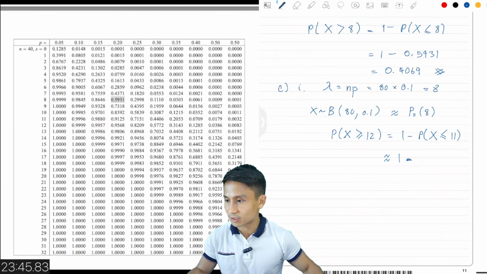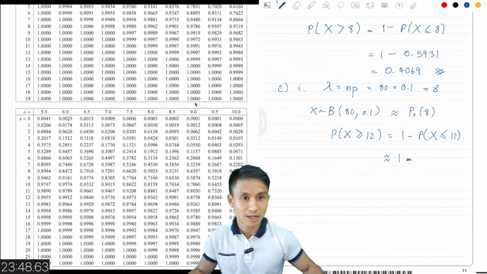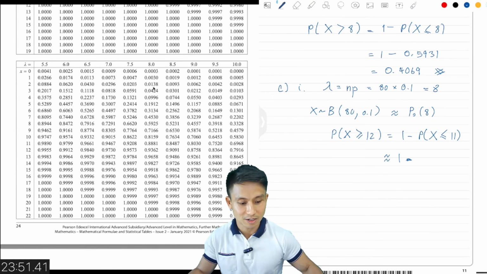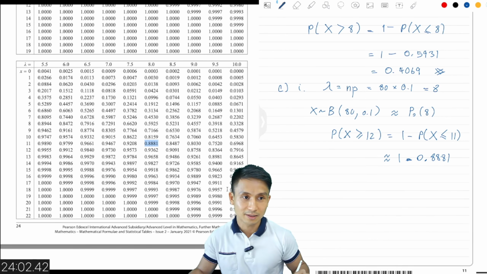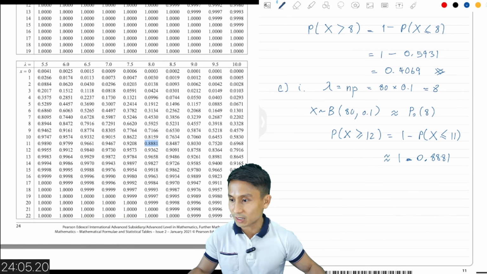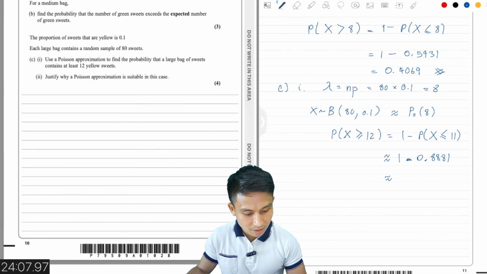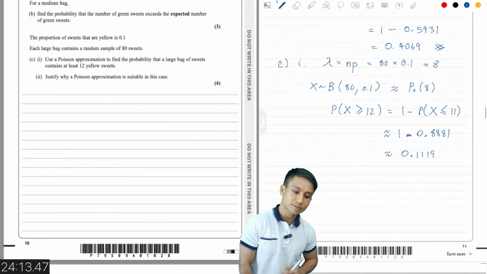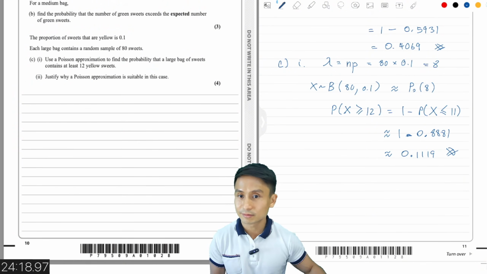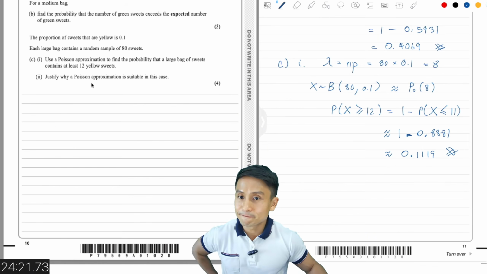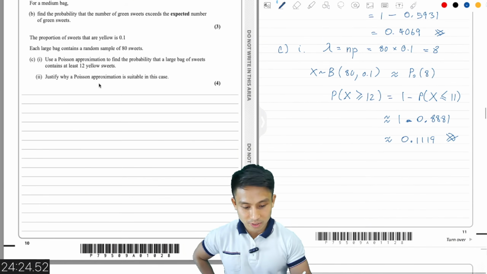So let's take a look at the Poisson table, lambda being 8, which is this one right here. We want X less than or equal to 11, because that's 12 there, so this is 11. So we put 0.8881 there. That's 8 and 11. Okay, so let's go back. So that would be approximated to 0.1119. So that would be the answer for part C(i). Happy with that.